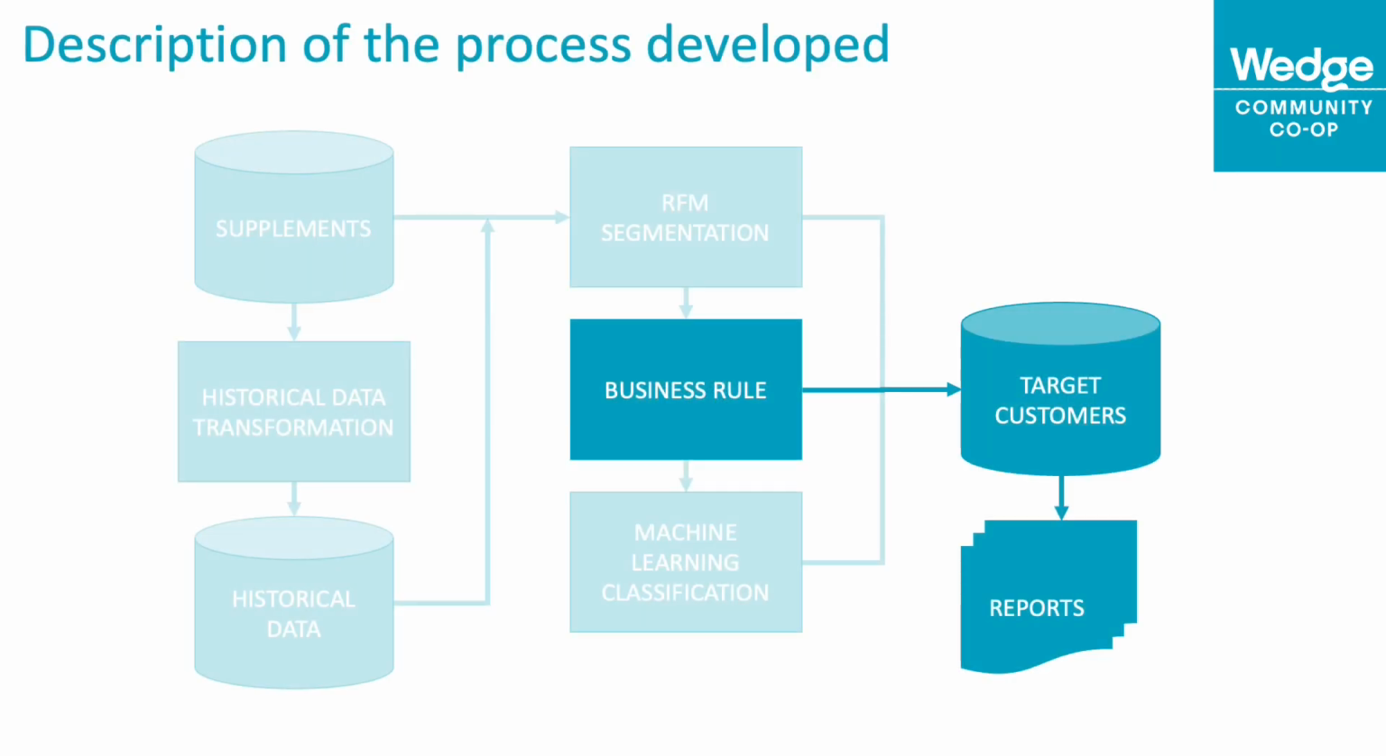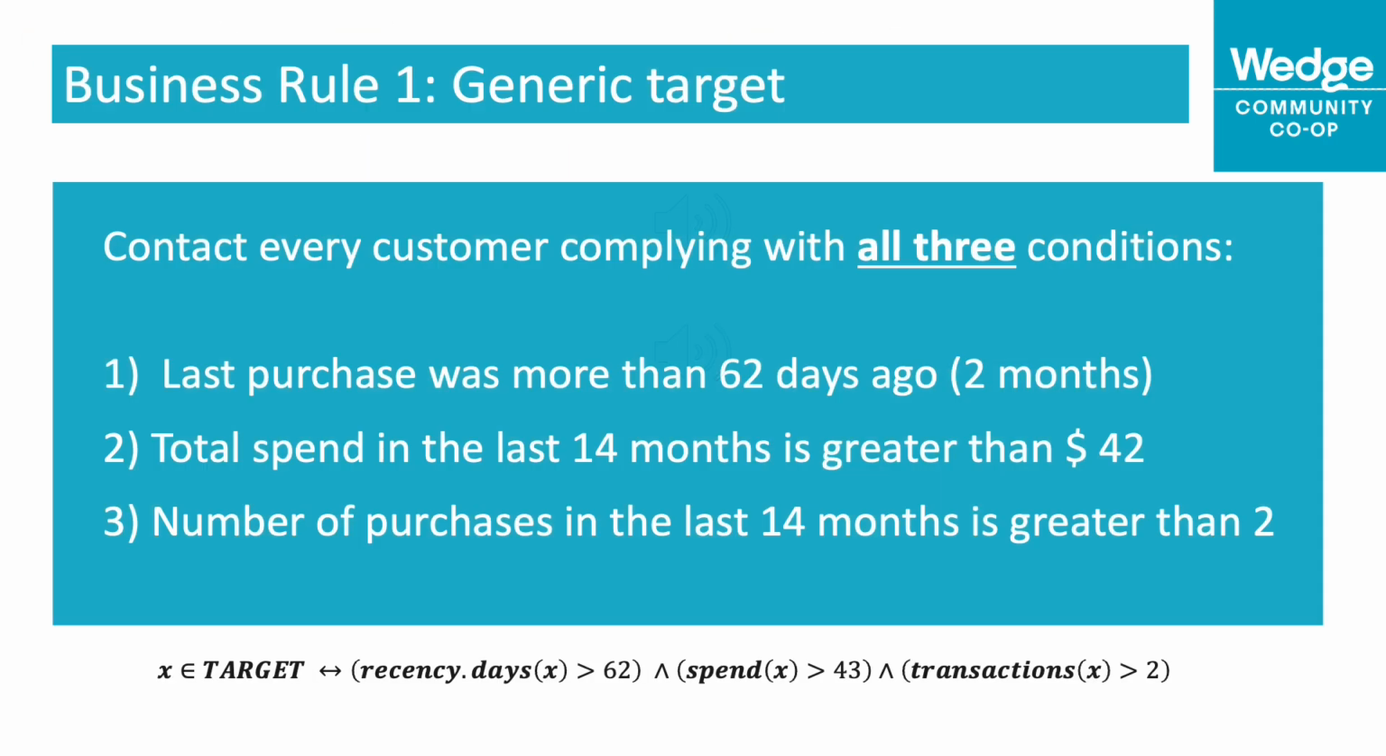Having conducted the RFM segmentation and a second classification by the spend, now we are going to proceed to define business rules that could be practical for the marketing department. Our first business rule is a generic target business rule and consists in contacting every customer complying with all three conditions. First, last purchase was more than 62 days ago, that is almost 2 months ago.